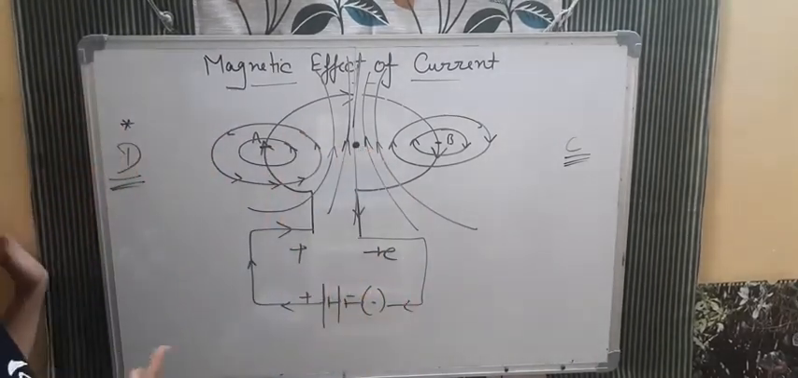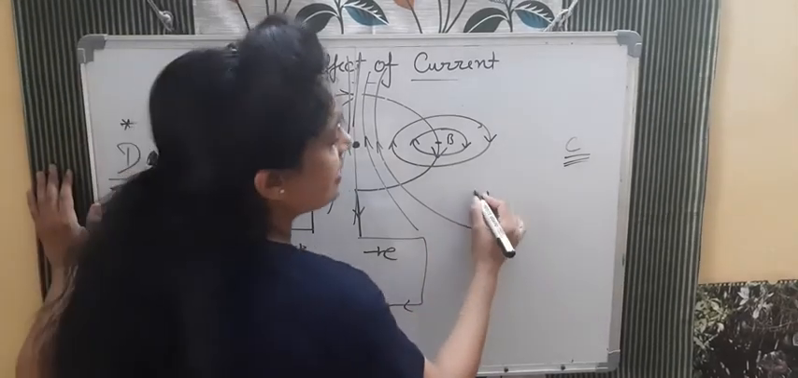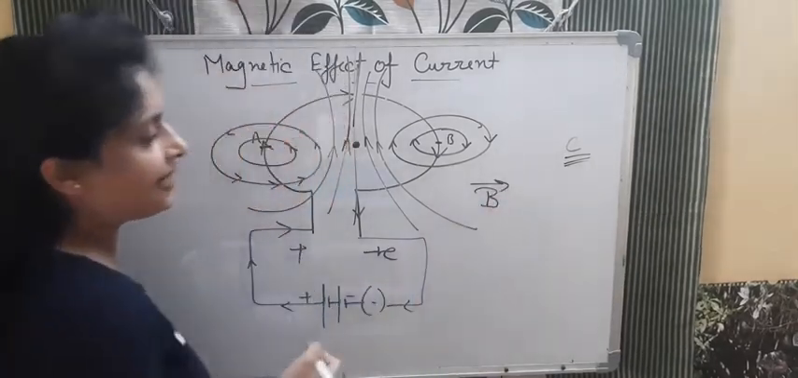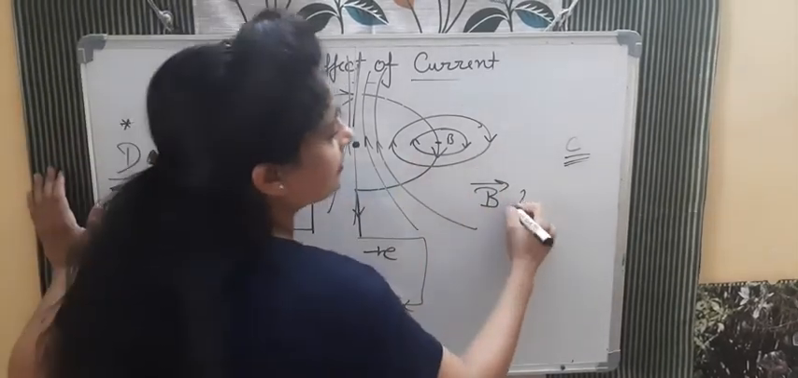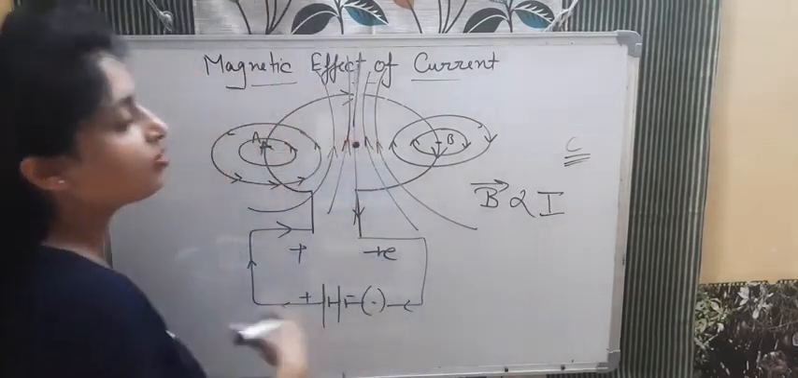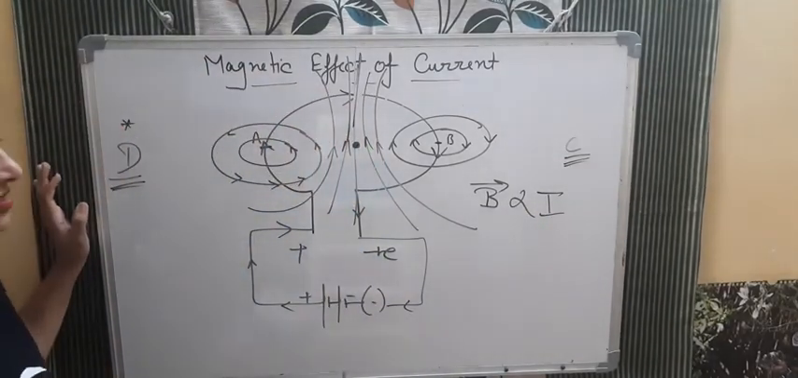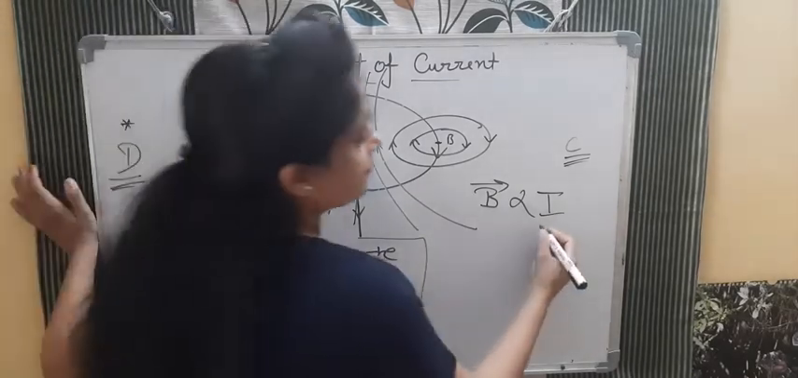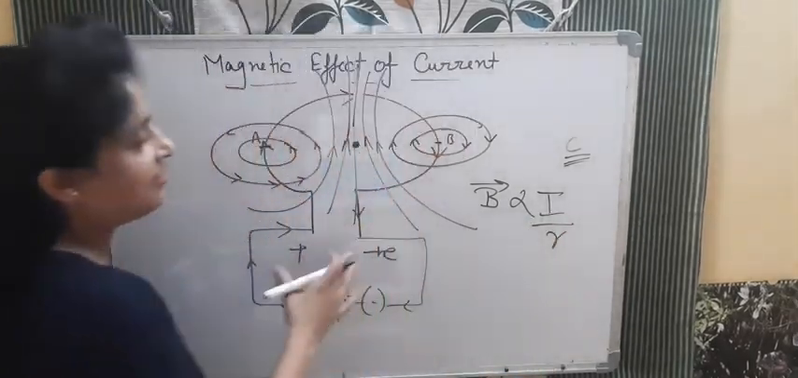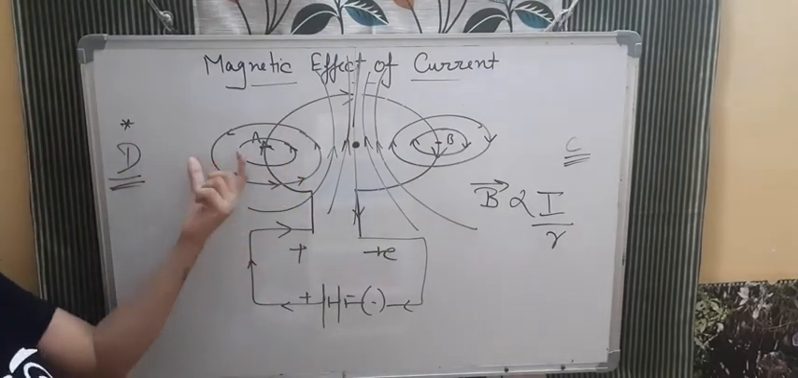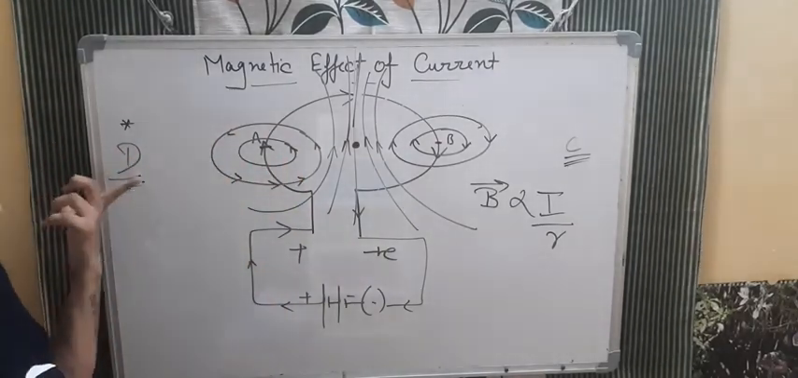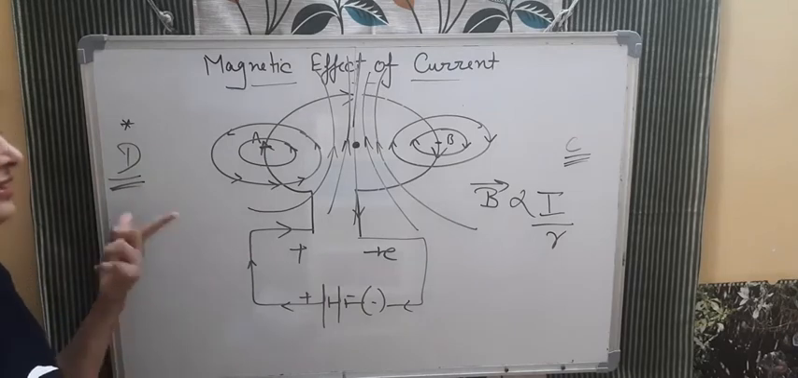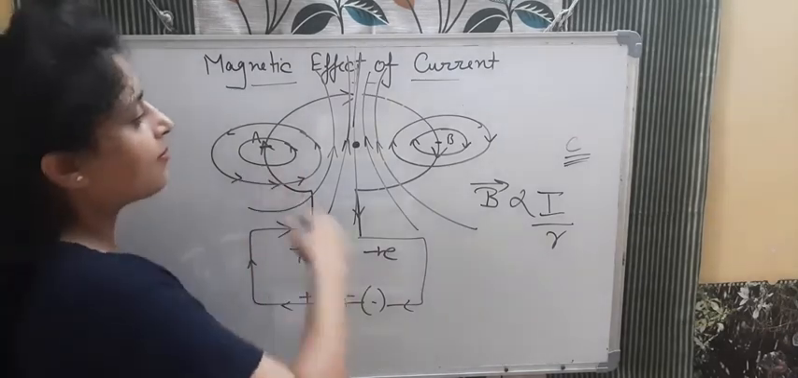Now this magnetic field strength depends on what factors? In the last class also we studied. B depends on what? Amount of current. More will be the current, more will be the magnetic field strength. Second thing it depends on is R, distance. If you go away from here, if you put the compass away from here, you will get very less deflection.